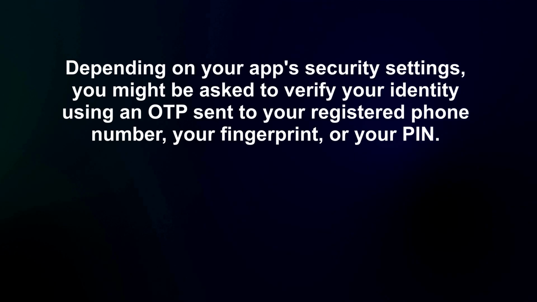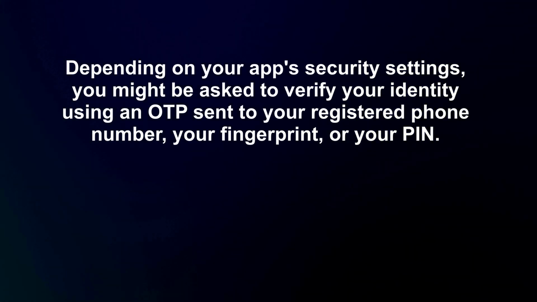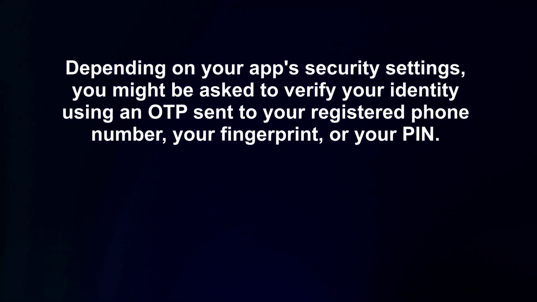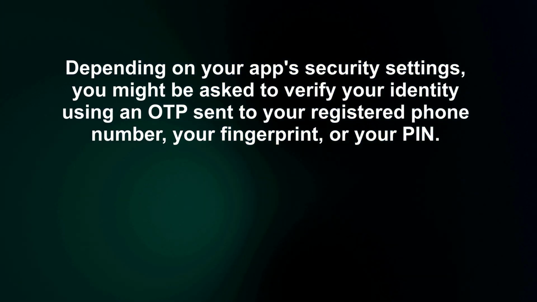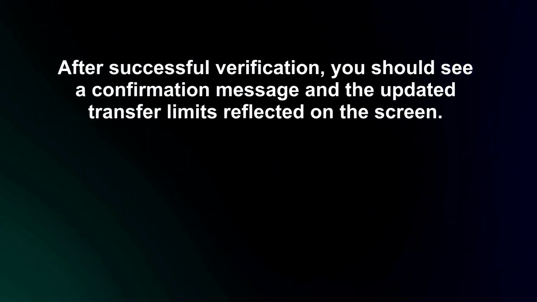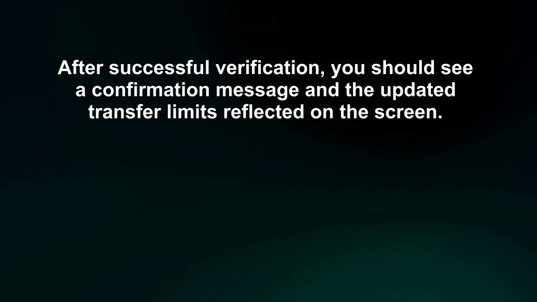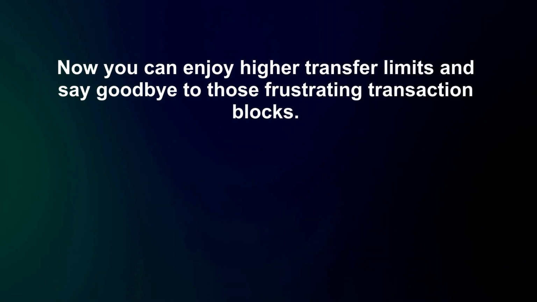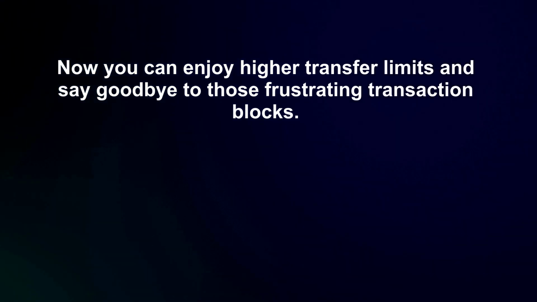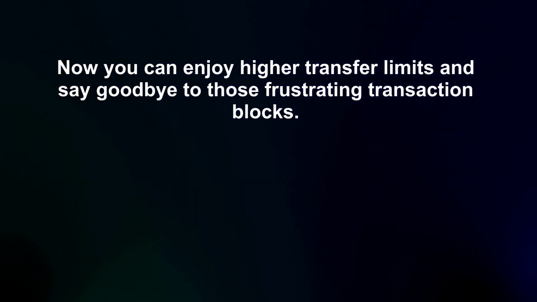Tap on it. Depending on your app's security settings, you might be asked to verify your identity using an OTP sent to your registered phone number, your fingerprint, or your PIN. After successful verification, you should see a confirmation message and the updated transfer limits reflected on the screen. Now you can enjoy higher transfer limits and say goodbye to those frustrating transaction blocks.